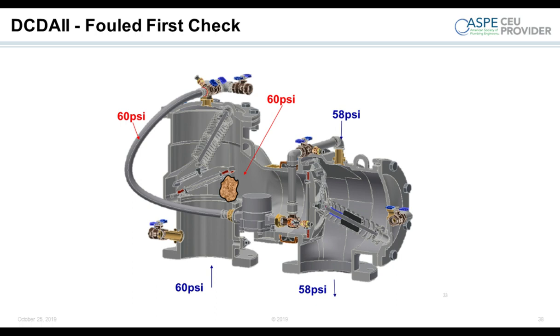So what happens when things are fouled? Now we have a rock holding the first check open. What's the level of protection? Well, you're still protected by a single check. If this were a type 1, you would also still be protected by a single check. We have the same level of protection. We have 2 checks there, so if the first check gets fouled, we still have a second check maintaining the integrity of that backflow.